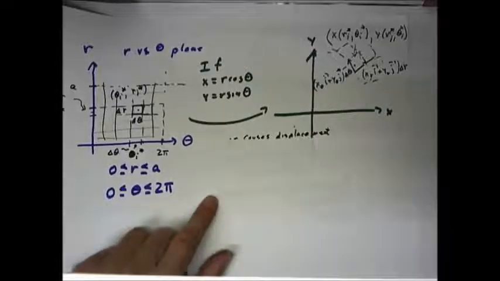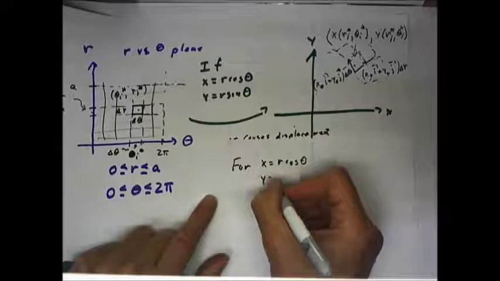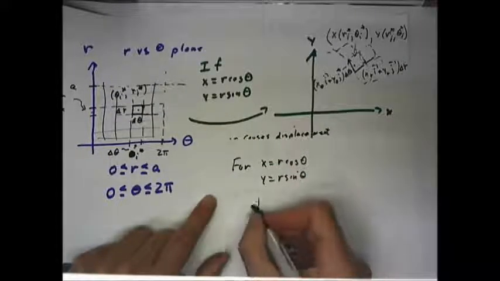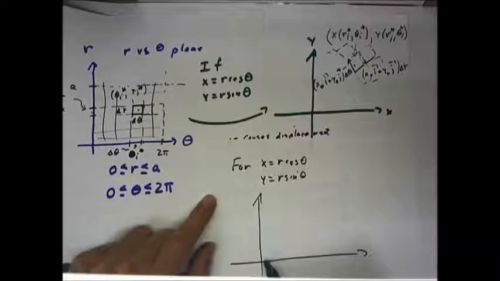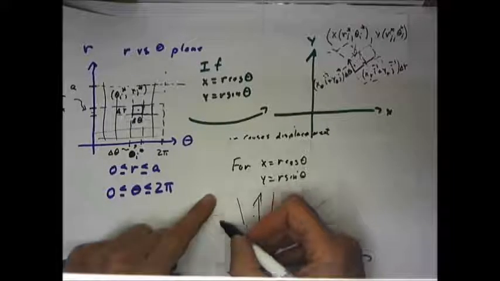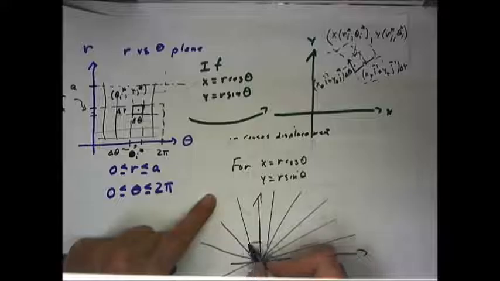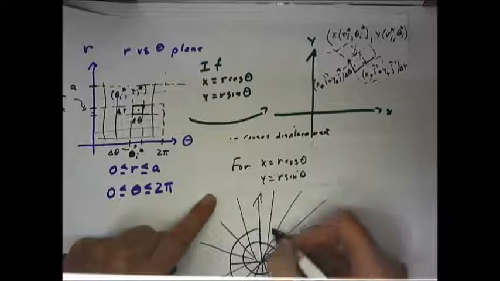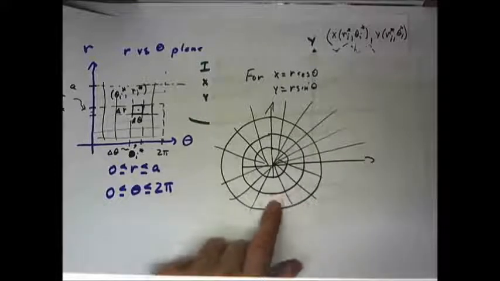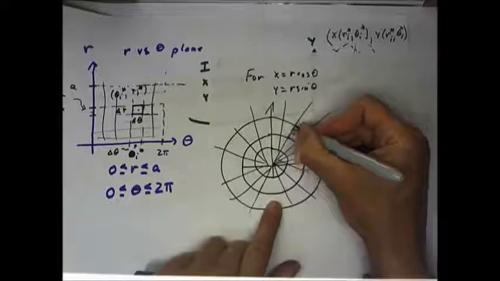So for x equals r cosine theta, y equals r sine theta, this region here maps onto our familiar picture, and I'm going to draw it a little bit sloppily here, but get the idea. Our picture of the polar coordinate plane.